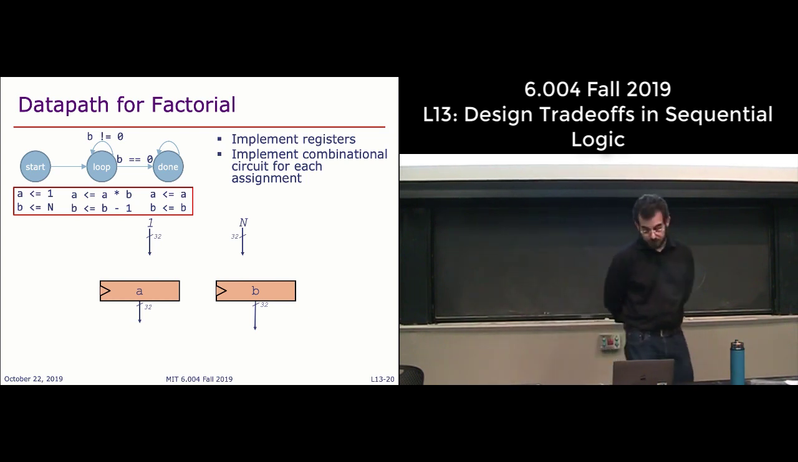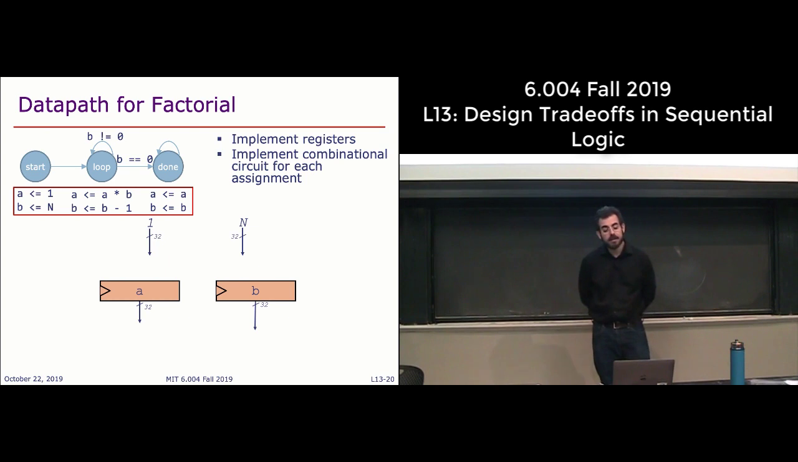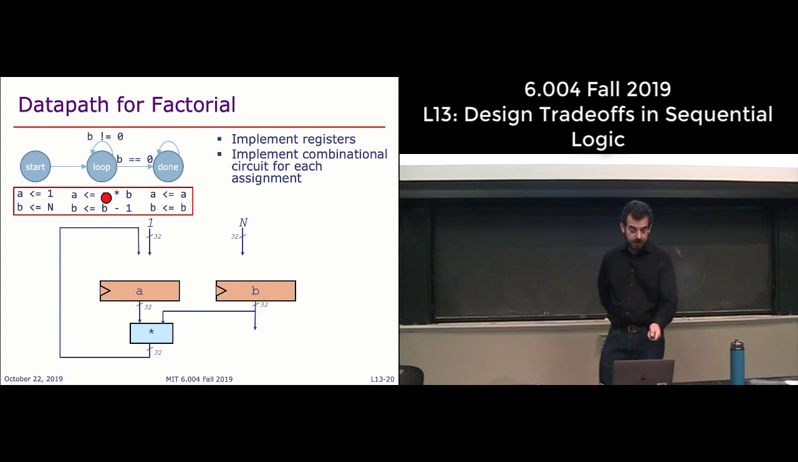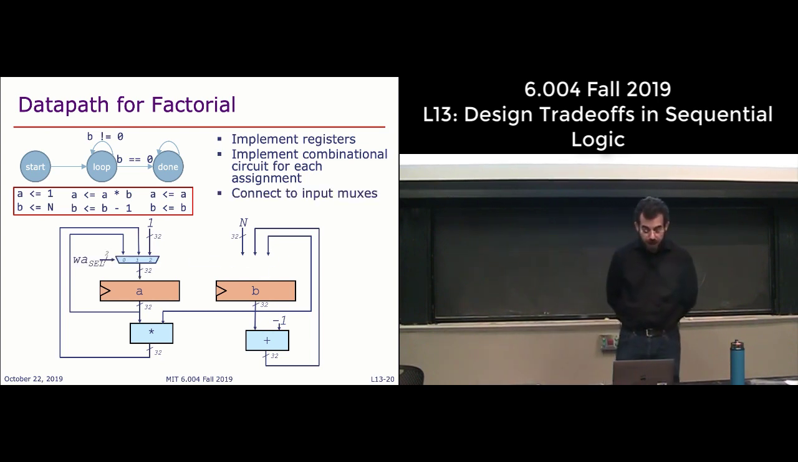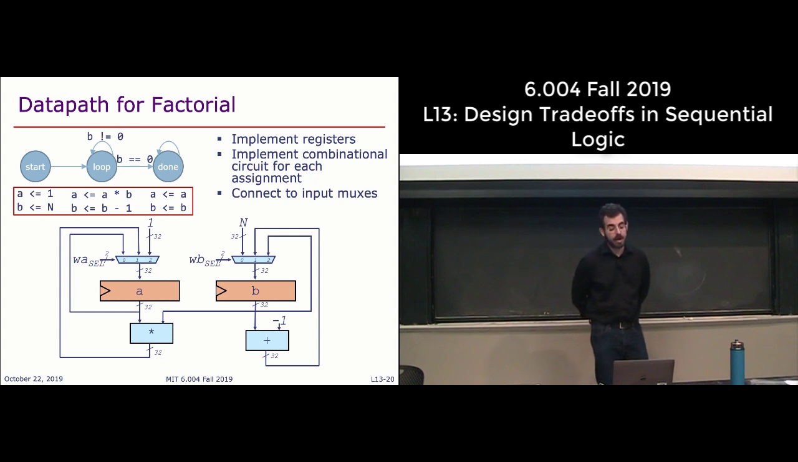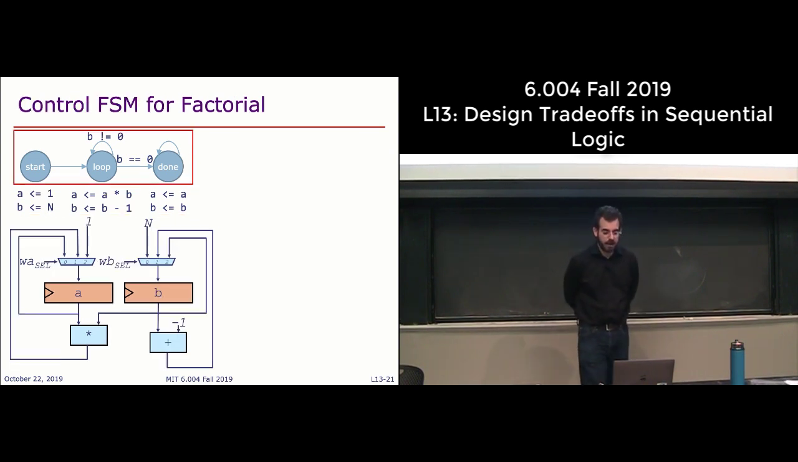This is very similar to what we saw before. Systematically, you basically implement the register. So here we have two registers, A and B. Then we have different assignments that are happening in different states, right? In the start state, we want to assign 1 and n to A and B. In the loop state, we're going to assign A times B to A, B minus 1 to B, and so we have combinational logic for those, and then A and B for the done state. And then we just have a mux at each of the inputs controlled by a different select signal. So this is sort of systematizing what we've already been doing with designing FSMs.